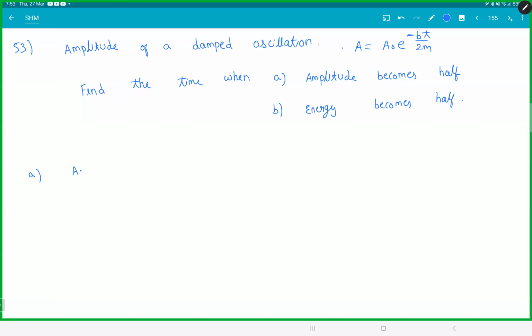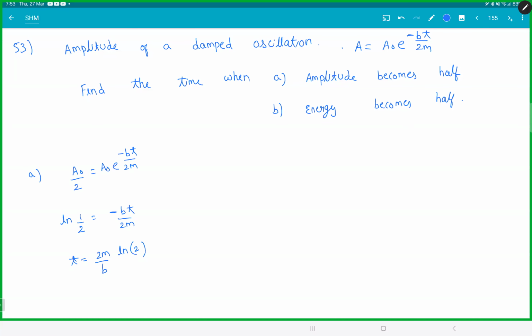First one simply half amplitude, so A0 by 2 is equal to A0 e^(-bt/2m). Put ln on both sides. t equals 2m by b ln 2. That was all.